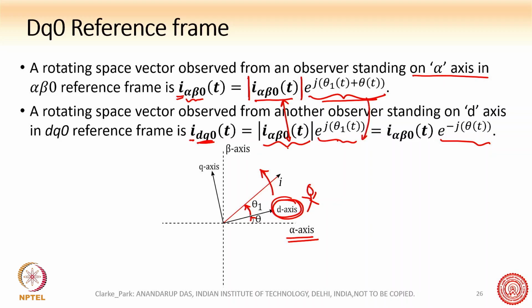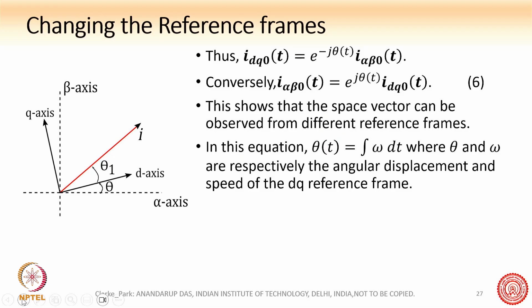I alpha beta 0 e to the power minus j theta, because you can see this quantity, now I am putting it here. I alpha beta 0 is like this, e to the power minus j theta by substitution. So I dq0 is e to the power minus j theta, I alpha beta 0. I am observing from the d axis. Or the other way around, I alpha beta 0 is e to the power j theta into I dq0.